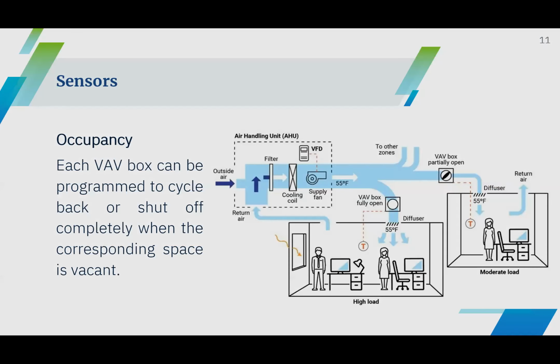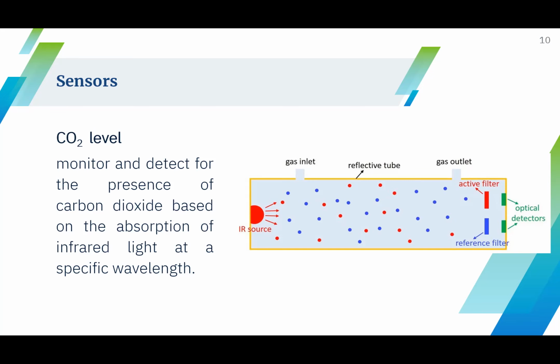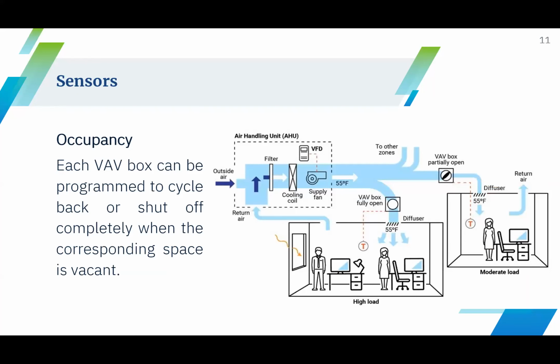Another example of sensors is the occupancy sensor. It's another key element in optimizing the amount of conditioned air in multi-zone systems. As we can see here, for example, in the room with high load, where we have 2 PCs and 2 people, the VAV box is fully open, while in the room with moderate load, it's partially open. It can be programmed to cycle back or shut off completely when the corresponding space is vacant.